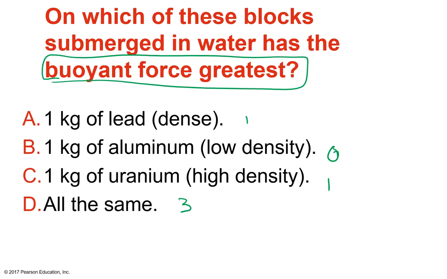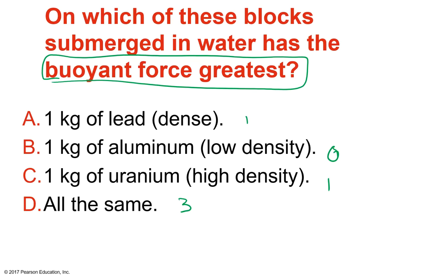What does Archimedes say about buoyant force? The buoyant force is equal to the weight of the displaced fluid. So in this case, the weight of the water that was moved away by the object. Now, in all 3 of these cases, the object is submerged. So that means that the volume displaced is equal to the volume of the object. So what we need to do is rank these by which one has the biggest volume to the smallest volume, and then we can answer the question.